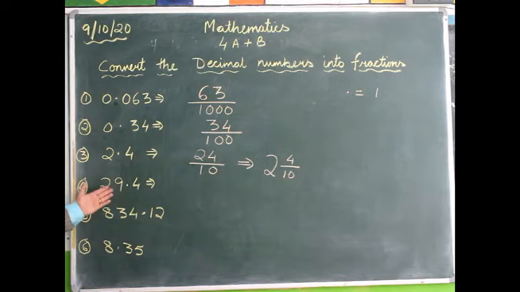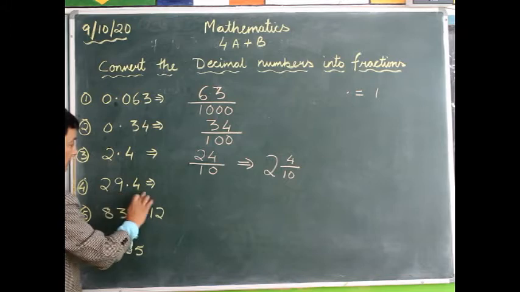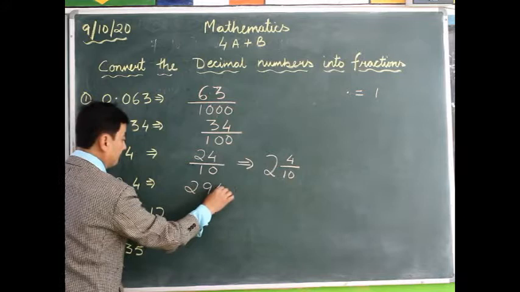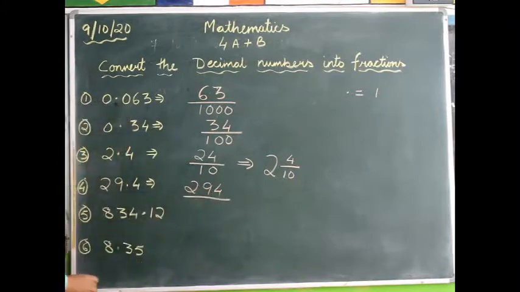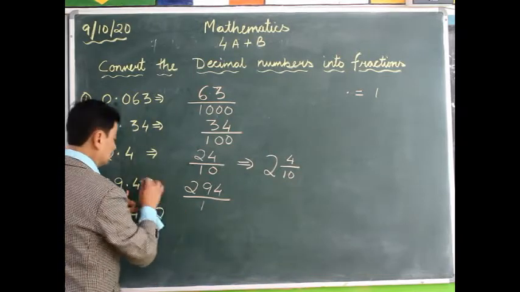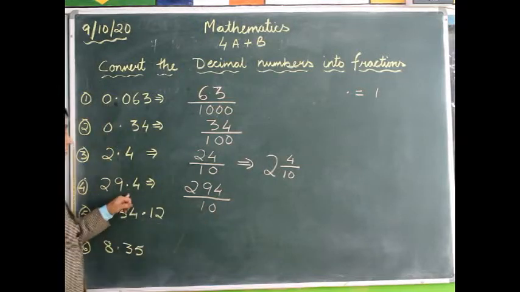Next, 29.4. So we write this whole number, all this number without the decimal point: 294. Do you see the decimal point there? No. We are converting this decimal number into a fraction. Now, let's see. 0.4. Put your finger on the point. The point changes into 1. And after the point, how many numbers? 1 number. So we've got 294 tenths.